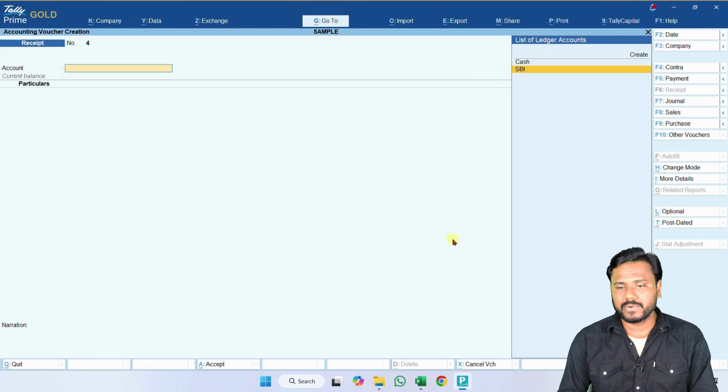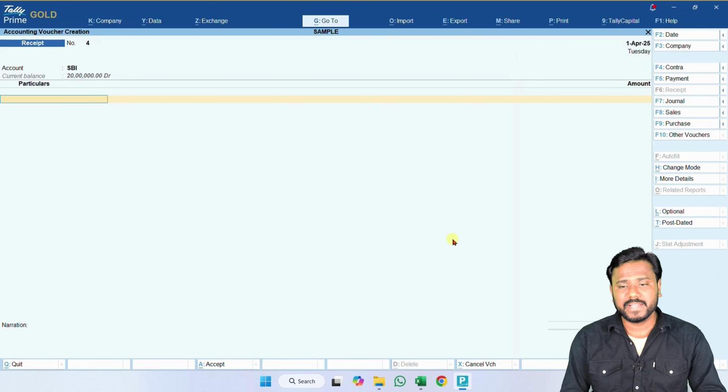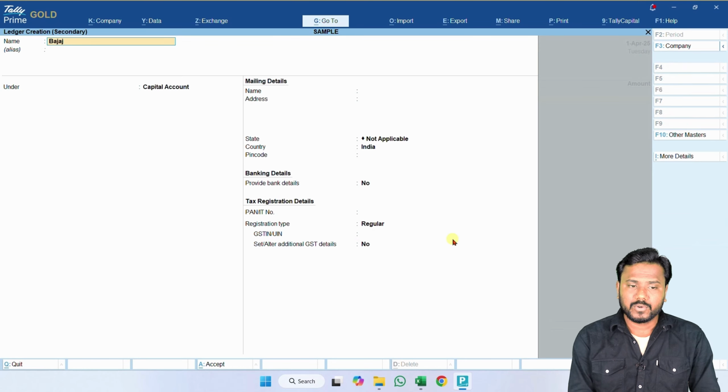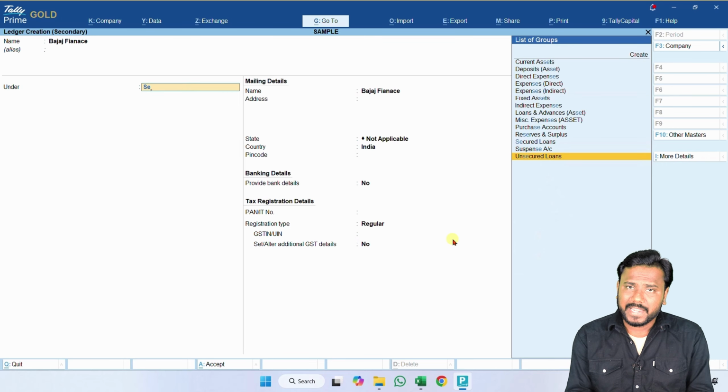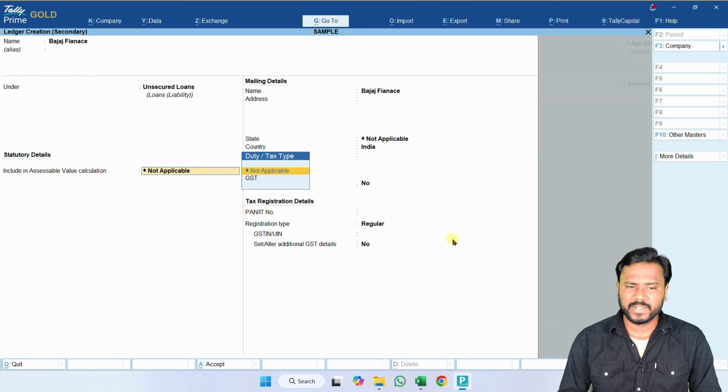So go to receipt voucher. We are receiving the loan amount, which is going to be credited to my SBI account, and the loan is taken from Bajaj. So loans are of two types, secured loans and unsecured loans. I go and say Bajaj Finance comes under secured loans or unsecured loans based on the company requirement. If you are taking the loan against any security, it is a secured loan, otherwise it is an unsecured loan. It's okay. Control J.